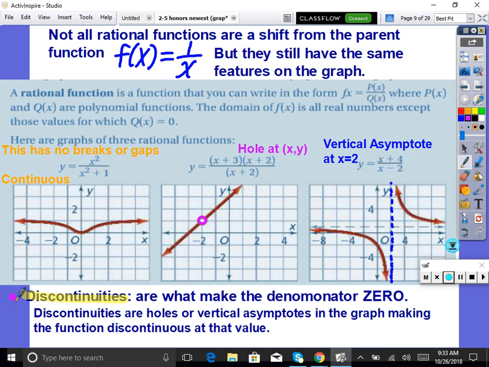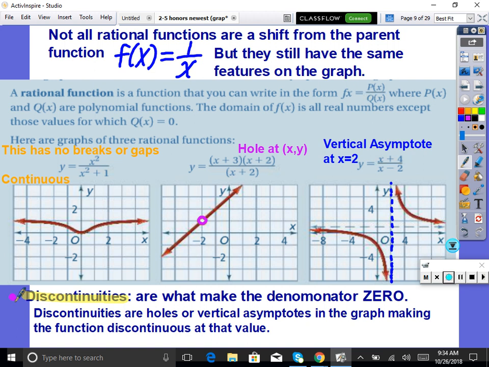Discontinuities are what make the denominator 0. Now, discontinuities are going to create holes or gaps in our graph, like holes or breaks. So that's going to be holes or vertical asymptotes. So if I say to you, what are the discontinuities, I'm literally asking you, what are the holes and what are the vertical asymptotes? So that's what makes the denominator 0. That's where discontinuities come from. It's what makes the graph discontinuous from left to right.